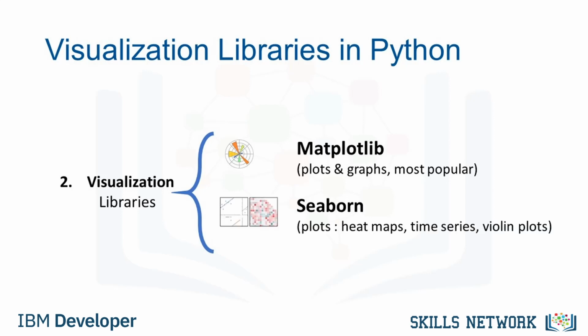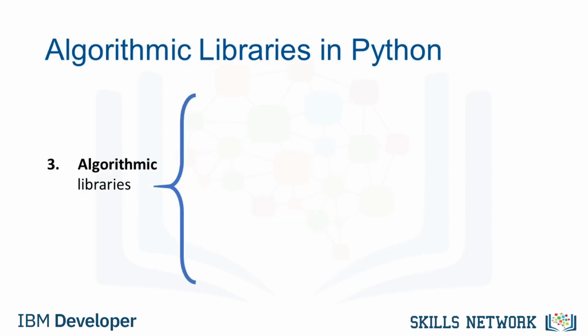Another high-level visualization library is Seaborn. It is based on Matplotlib. It's very easy to generate various plots such as heat maps, time series, and violin plots. With machine learning algorithms, we're able to develop a model using our data set and obtain predictions. The algorithmic libraries tackle some machine learning tasks from basic to complex.